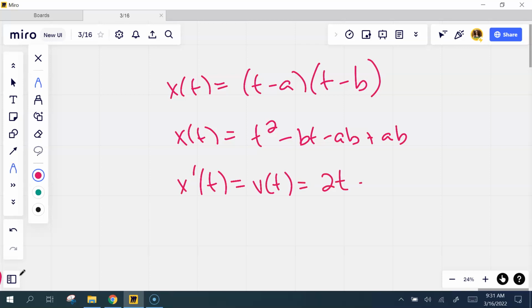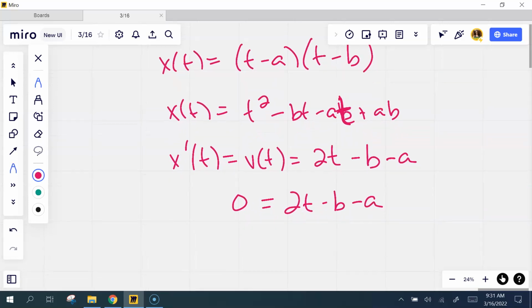2t minus, oh, this is a plus b, minus a minus b. Where does that equal 0? And I got here and stopped and went, crap. But then if you look at the way the answers are written, they all have a and b in the answers. So solve that for t. Add a and b and divide by 2. It's (a+b)/2.